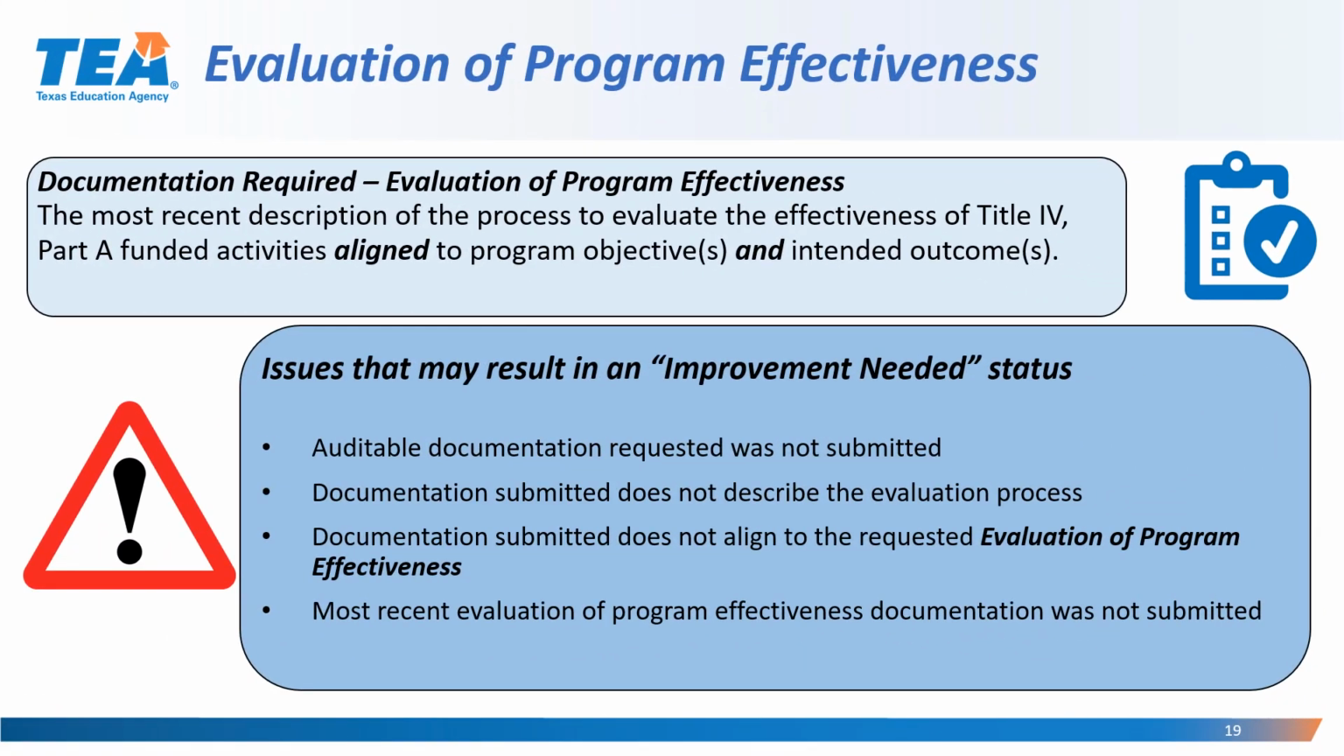This slide provides a snapshot of common issues that could result in an improvement needed status for LEAs. A few common mistakes that an LEA should ensure it does not make when submitting documentation are: the auditable documentation requested was not submitted, the documentation submitted does not describe the evaluation process. It should be a detailed description of the evaluation process for the LEA. The documentation submitted does not align to the requested evaluation of program effectiveness documentation. And also, the LEA must ensure that it provides the most recent evaluation documentation. If it is not submitted, then you are not meeting the requirement.